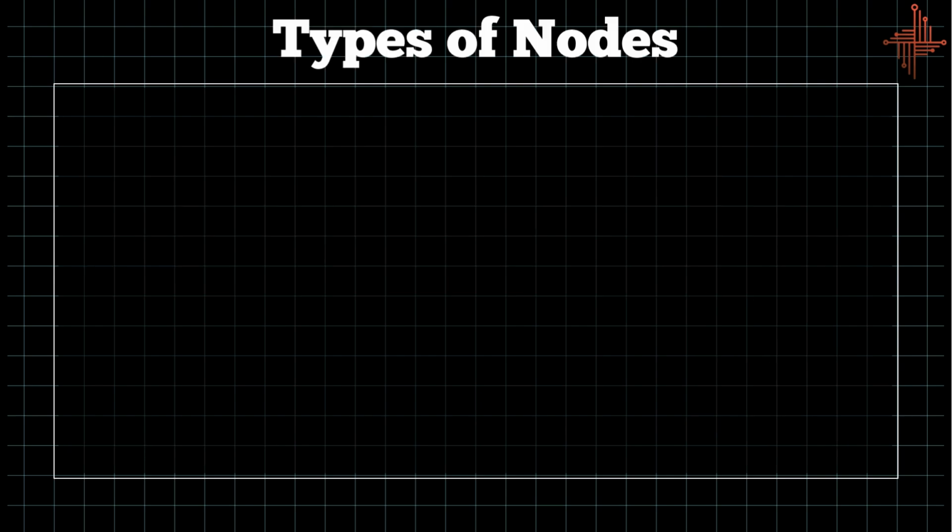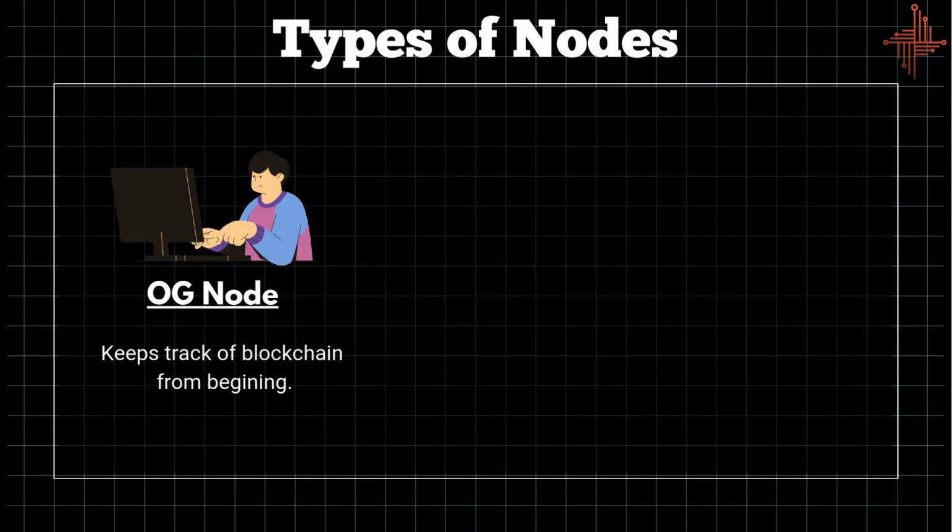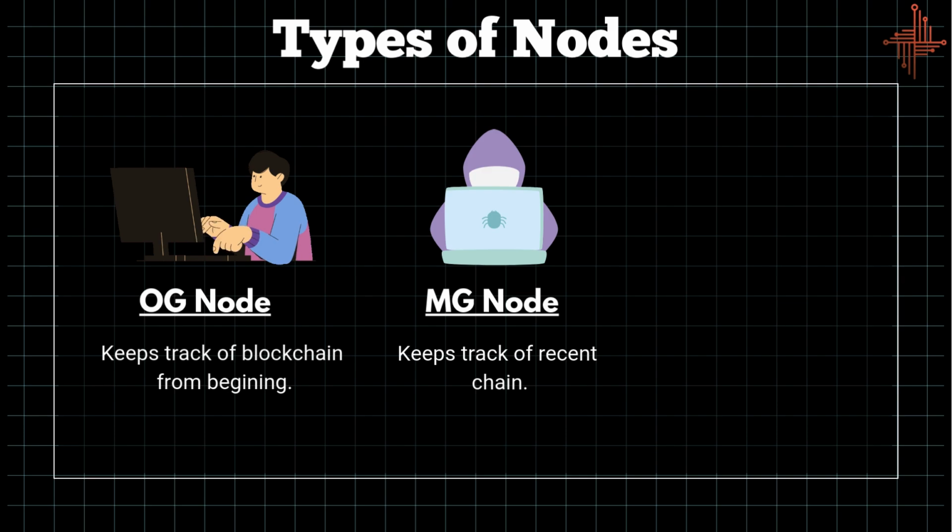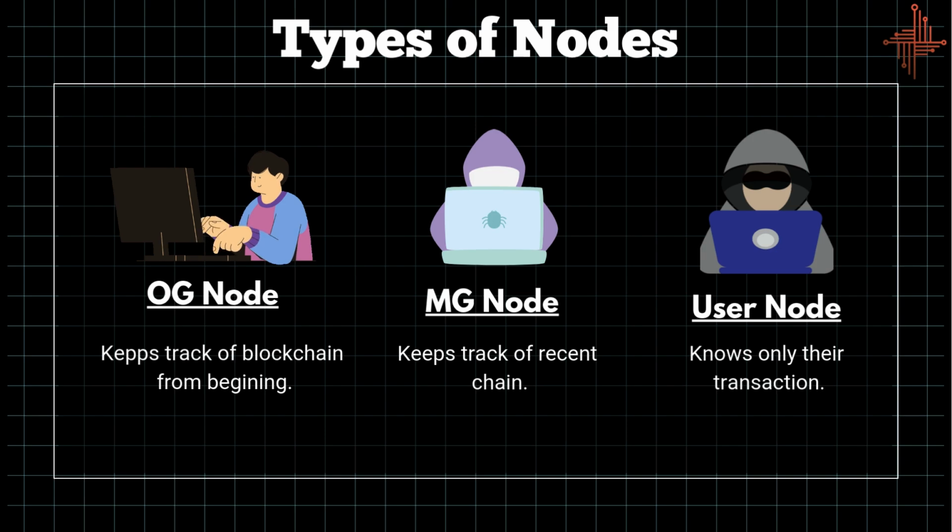So there are three types of node in the Bitcoin. The first one is node OG, which keeps track of the entire blockchain from the beginning. The second one is node MG. It keeps track of the current transactions. To simplify, let's say node OG knows from the beginning and node MG knows only today. Node 3 is general users like you and me. So this node is not as important from a technical perspective in this video.